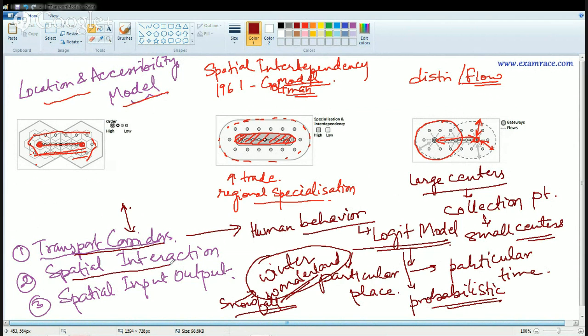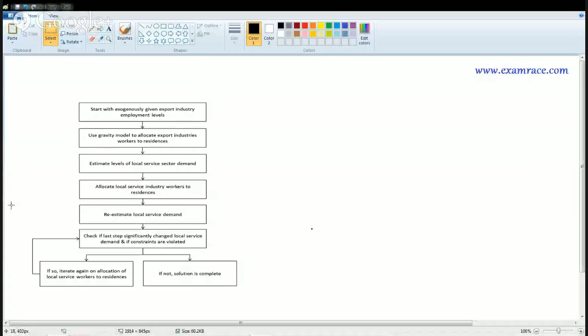Now the next classification talks about spatial interaction. Under the spatial interaction models, we will first be talking about the most important model, which is the Lowry model. As the name suggests, it was propounded by Lowry. This model was the first of its kind for transport and land use purposes, propounded in 1964. It was given in the form of a flowchart and it is basically demand driven.